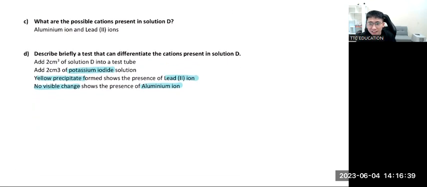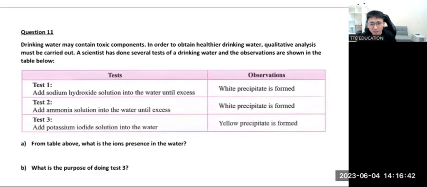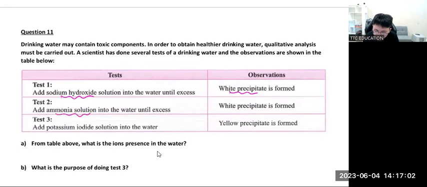Okay guys, done. Let's try the next one. In this case, we have test 1, test 2, test 3. Test 1 is sodium hydroxide: you see white precipitate. Add ammonia, you see white precipitate. Add potassium iodide, yellow precipitate. So from the table, what is the ion present in the water?